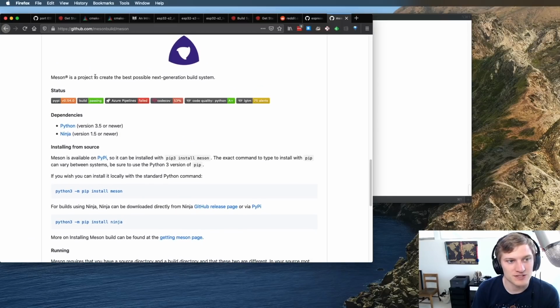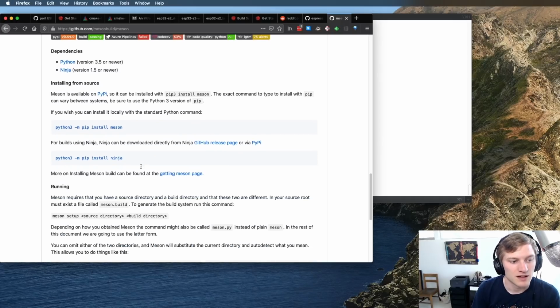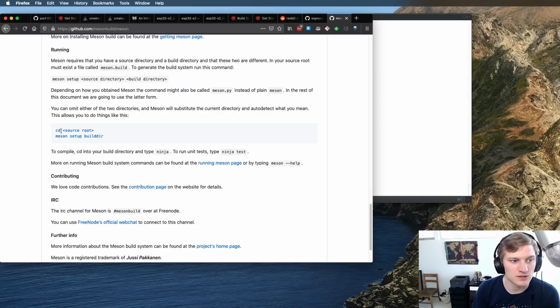Yeah, so Meson is a project to create the best possible next generation build system. It depends on Python and Ninja, and it does the same sort of thing. You set up your build directory, then you move into the build directory and type Ninja. So again, it's a two-step process, not a one-step process. But I was already talking with Deshipu on the CircuitPython Discord, which you can go to at adafru.it/discord. He was like, could we just have a make command still? So yeah, we could totally have a make command. The make would just make the directory, run Meson, run Ninja, and you'd be fine.